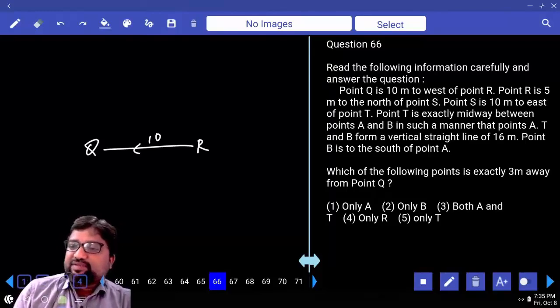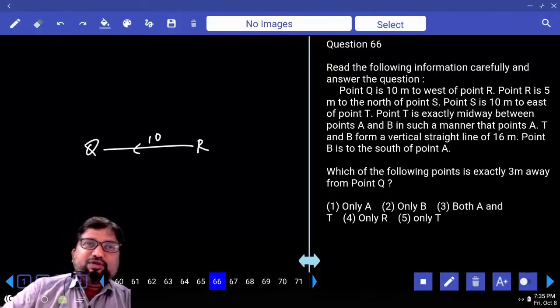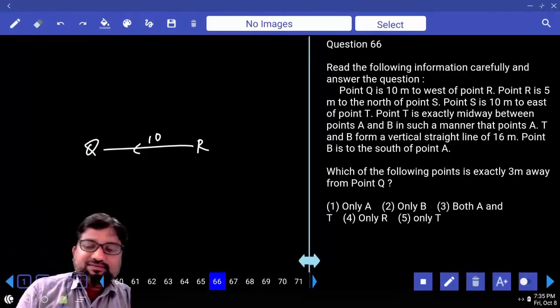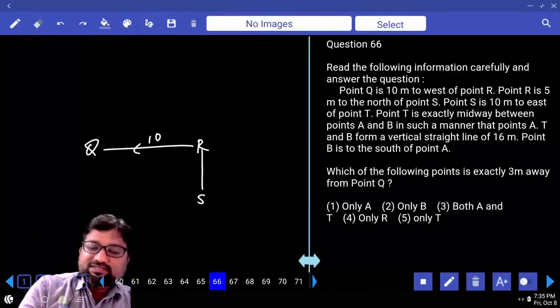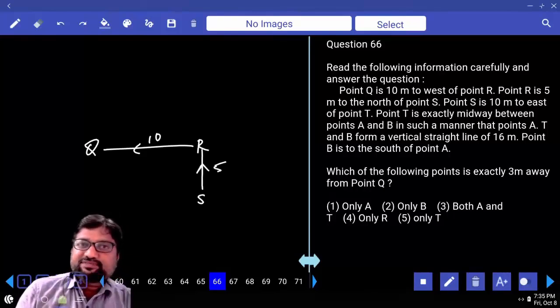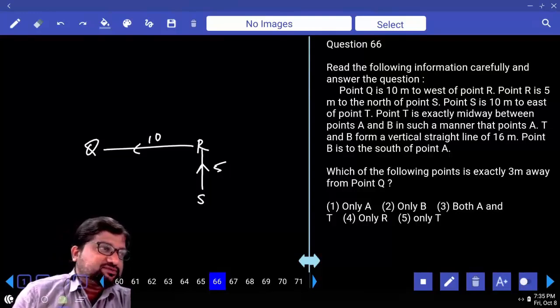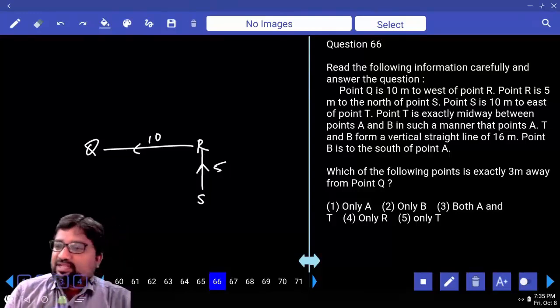Point R is 5 meters to the north of S. North of S means who should be above S? R. So this is S. How many meters? 5 meters. Always mention these arrows. Always mention these arrows. Is this clear? Next point.